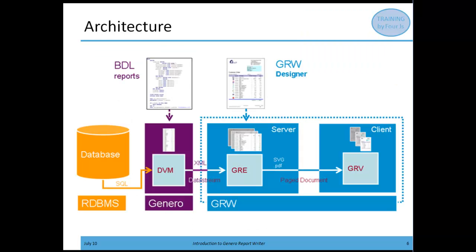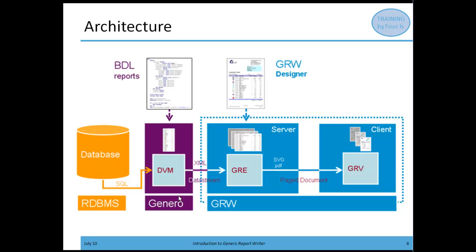This architecture diagram shows you the components that make up the Genero Report Writer. The Genero Report Writer has some sort of data source. The data source could be a database, or it could be any XML file. For the purpose of the training that we're doing here, we're always going to connect to and use a database, but realize that it can be an alternate source of data as well.